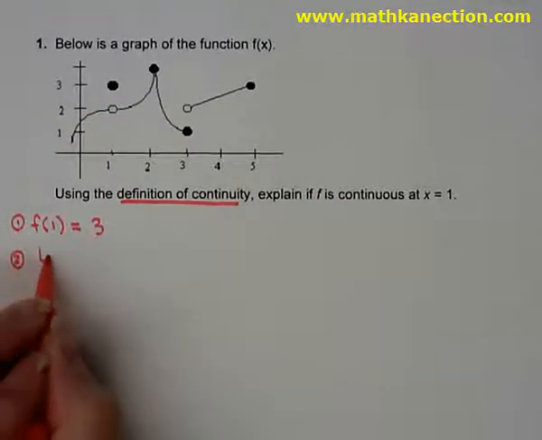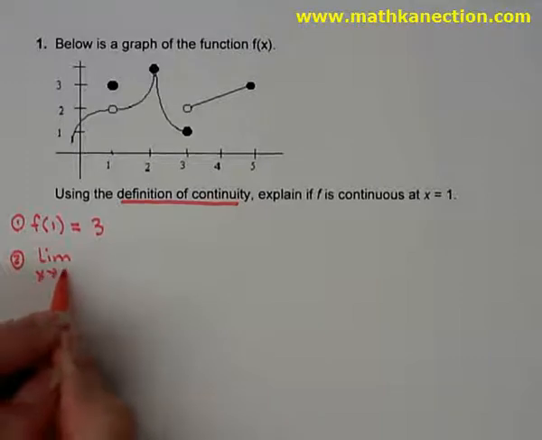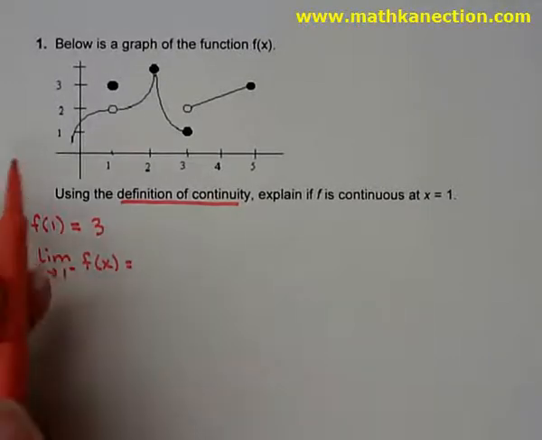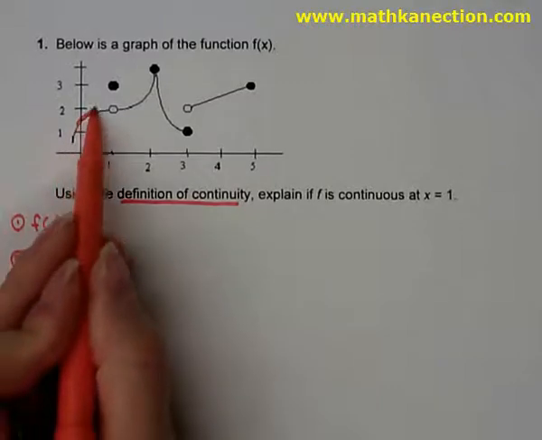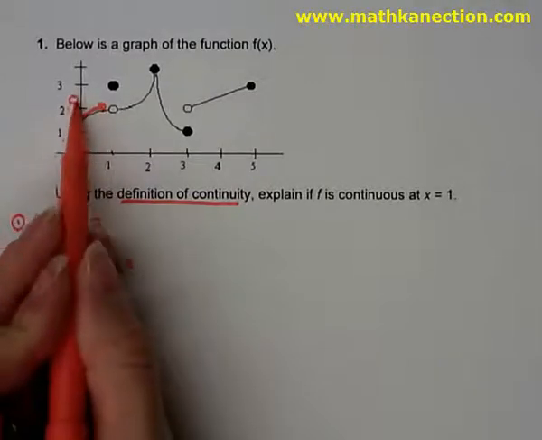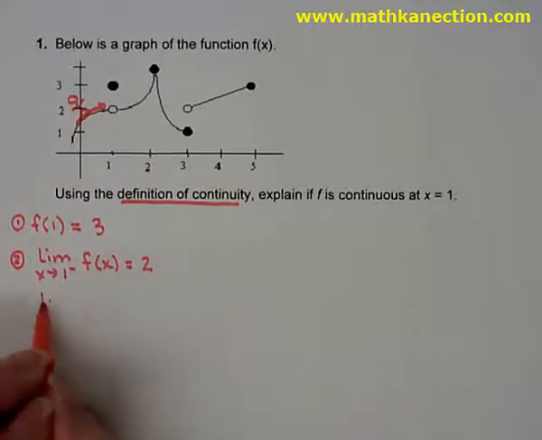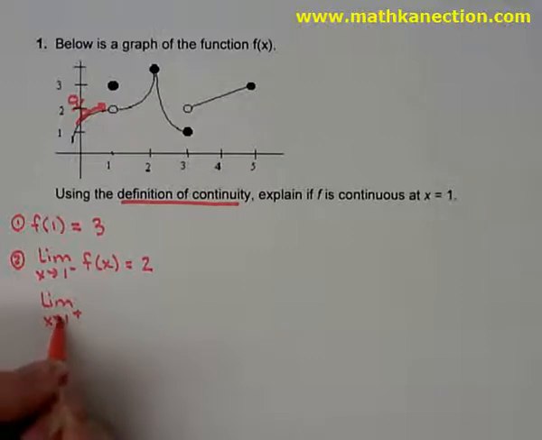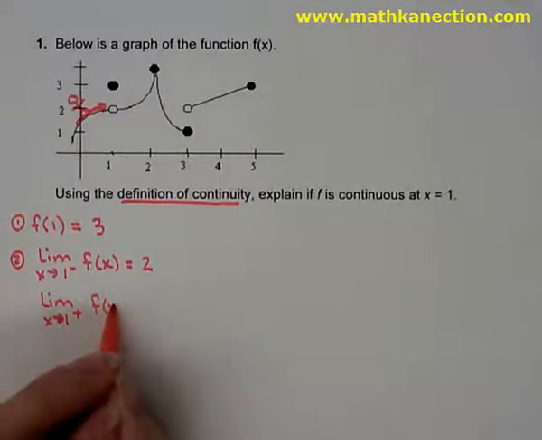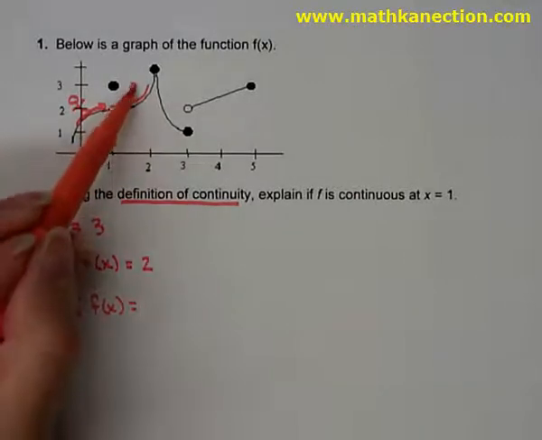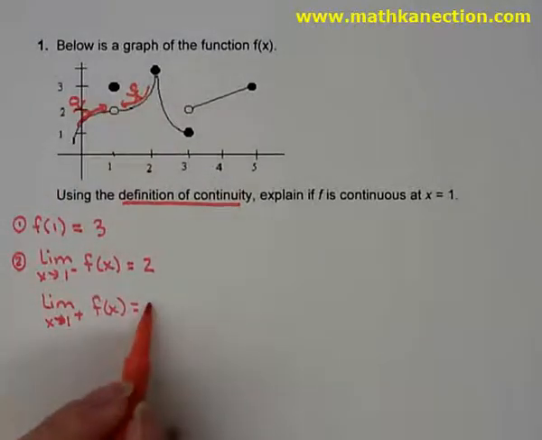Second step is to look at the limit as x approaches 1 from the left of the function. As we approach the graph from the left of x equals 1, we're at the y value of 2. Also look at the limit as x approaches 1 from the right of the function. So come from the right side of x equals 1. You can see the graph is also going towards 2.